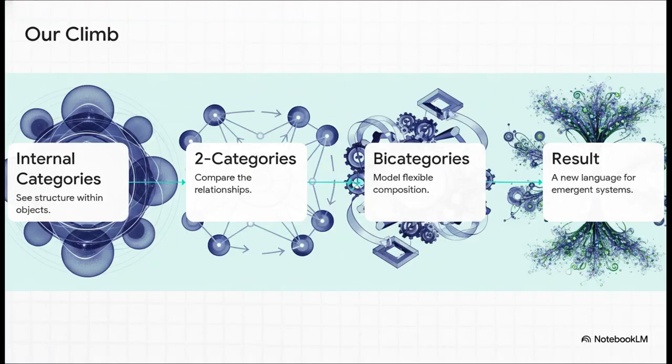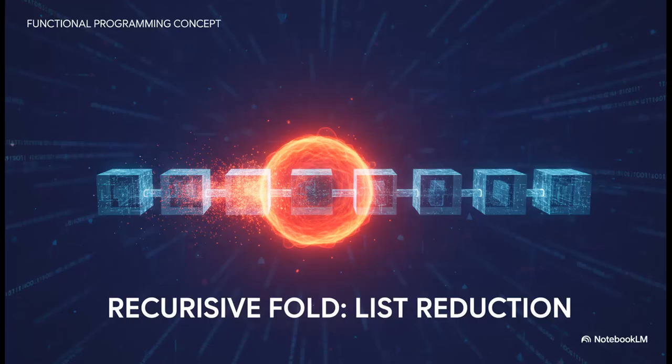So let's just quickly recap our climb. Internal categories, they gave our objects depth. Two categories, they gave us a way to compare the relationships themselves. And bicategories, they gave us the flexibility to model how complex systems actually compose. And when you put it all together, what you get is this incredibly expressive language for describing the very nature of structure itself. And believe me, this isn't just some abstract mathematical fantasy.